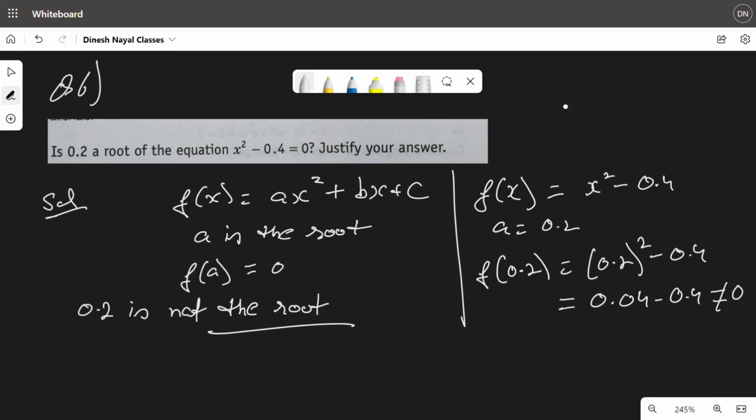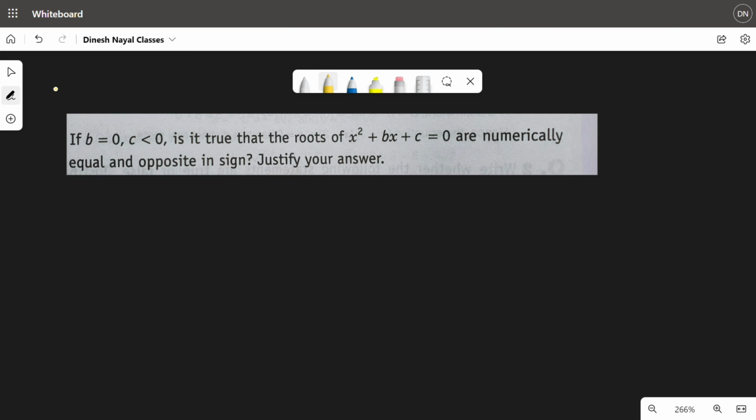Now, coming to question number 7. If b equal to 0, which is given, c is less than 0, is it true that the roots of x square plus bx plus c equal to 0 are numerically equal and opposite in sign? Justify your answer. Now see, it is given that b equals 0 and c is less than 0, and there is a quadratic equation x square plus bx plus c equal to 0. Now substituting b equal to 0 in this, first of all write x square plus 0 plus c equals 0.